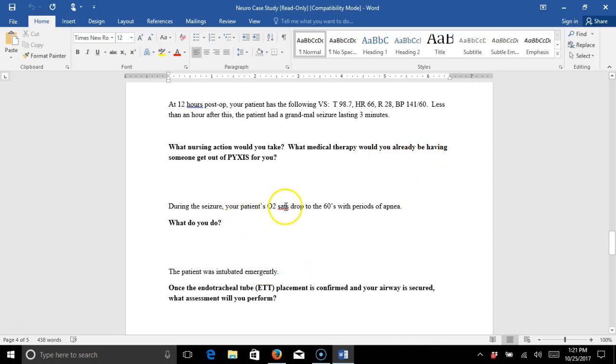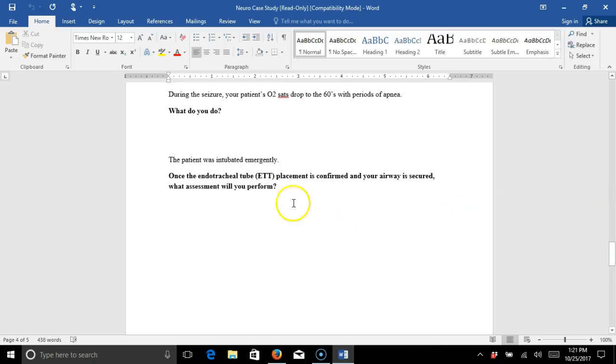During the seizure, patient drops their sats to 60%, having apnea, so that's right along with that triad. Things that you're going to do, I'm going to call for help. I'm going to have somebody intubate this patient, stabilize that airway, take control of it with a ventilator, and then we will go from there. And hence, the patient was intubated emergently. So you've got an ET tube, and you confirm it with a chest x-ray, as well as using end-tidal, and then you secure it very well, and then you continue on to your assessments.